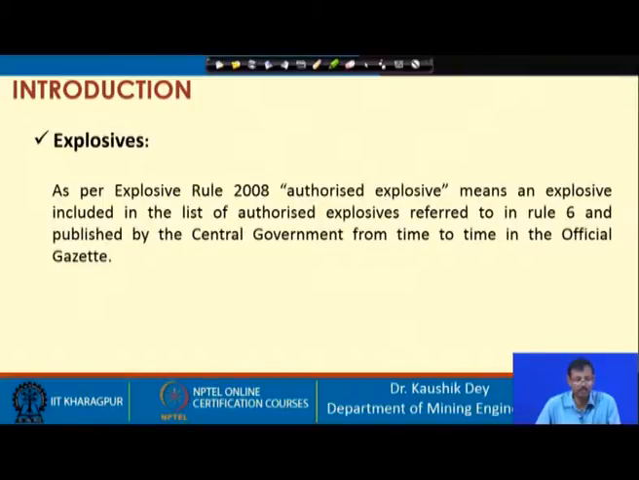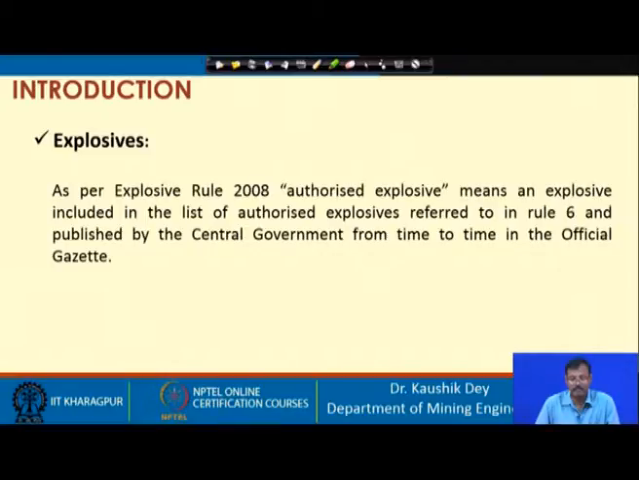So, first let us see what is explosive. As per the Explosives Rules 2008, authorized explosive means an explosive included in the list of authorized explosives referred to in Rule 6 and published by the central government from time to time in the official gazette. So, this is the legal term of explosive.